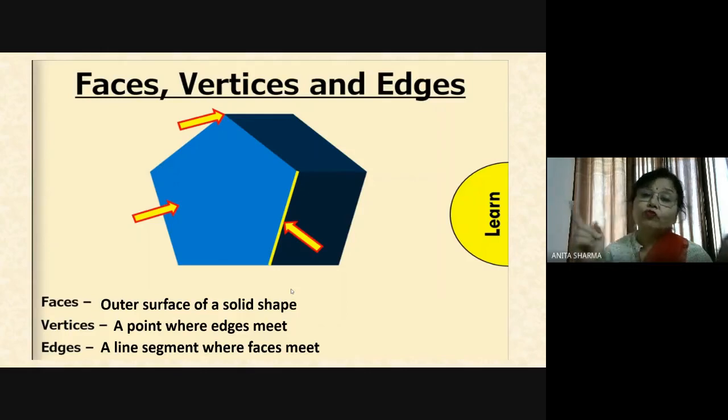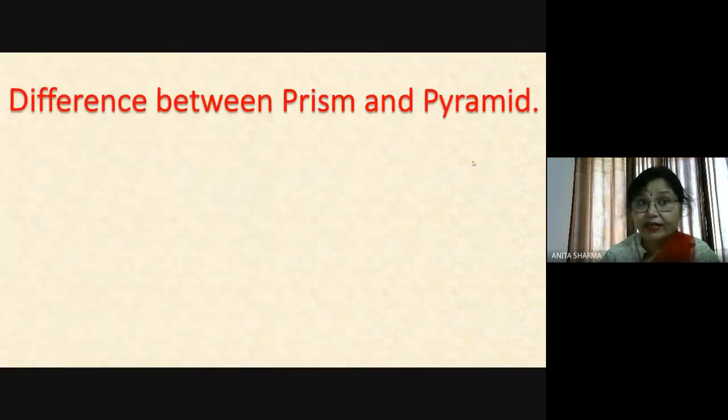Now, what are edges? Edges means where two faces meet. You can see this dark blue and light blue. They are meeting at this yellow line. So two faces are meeting at an edge. This is the edge. And where the edges meet, like suppose this blue and this blue and this blue, like this I'm showing you here also, they are converging at one point, and that is known as a vertex. And the plural of vertex is known as vertices. I think the things are very clear.